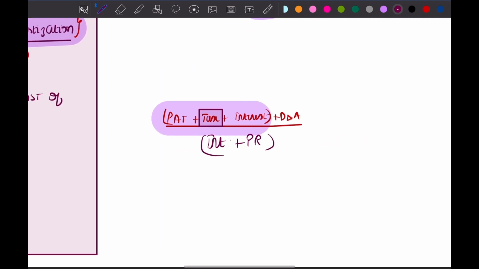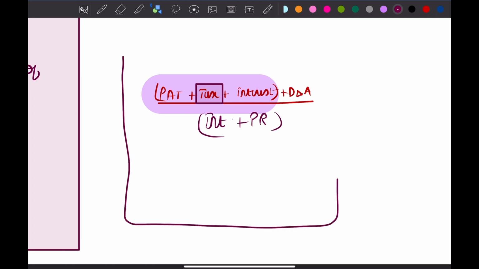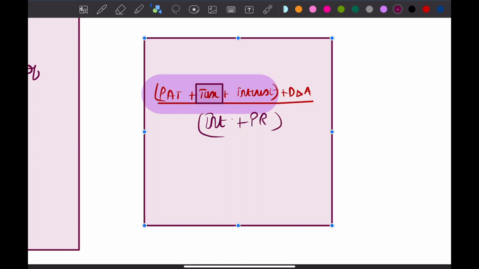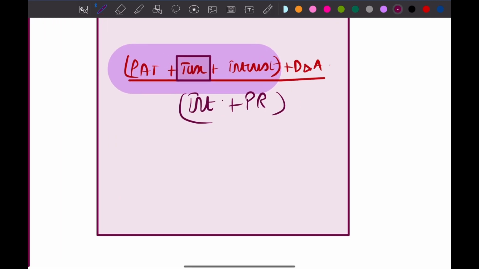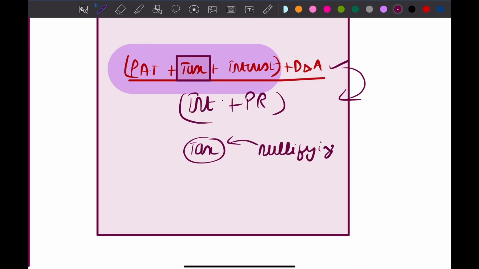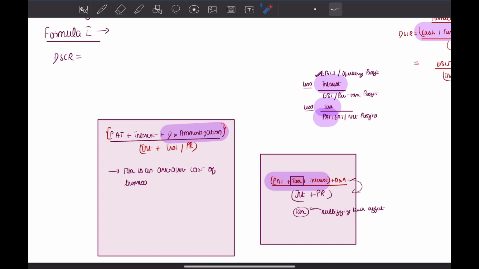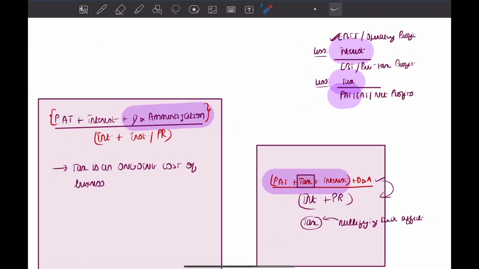But according to the second approach, the second school of thought, taxes are not that relevant to understand the earnings available or the cash flow before interest and tax for the debt services. It is not that important. So basically what they are doing, they are adding them back, and by adding them back they are nullifying the effect of taxes, right? So two different schools of thought, two different approaches, and they gave two different formulas, right?